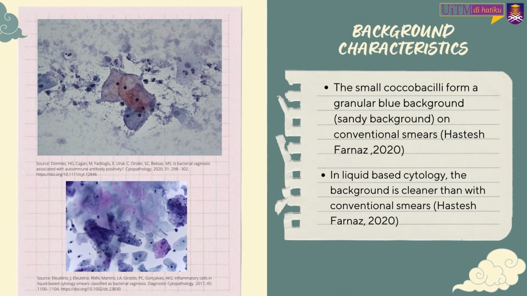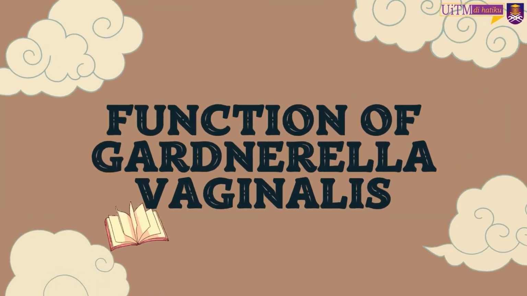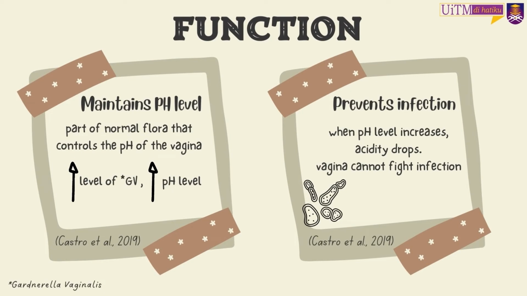Next, the background characteristic. First, the small coccobacilli will form a granular blue background or sandy background on conventional smear. Second, in liquid-based cytology, the background is cleaner than the conventional smear. Function of Gardnerella vaginalis: it maintains the pH level depending on its growth and prevents infection through its pH level.